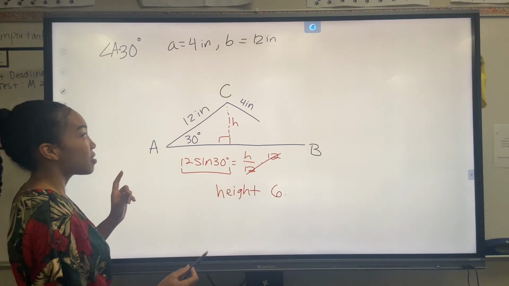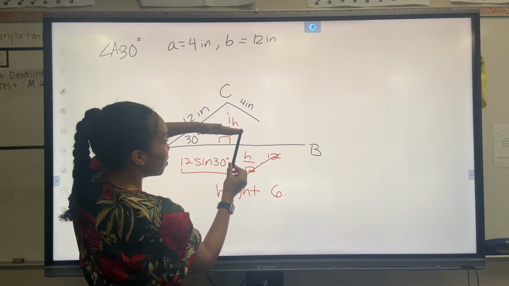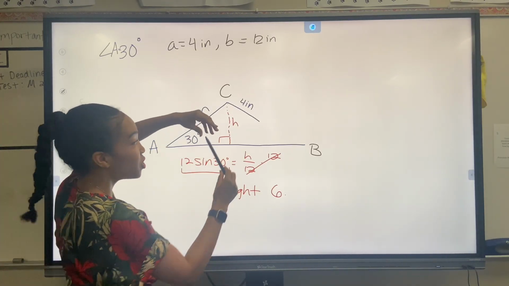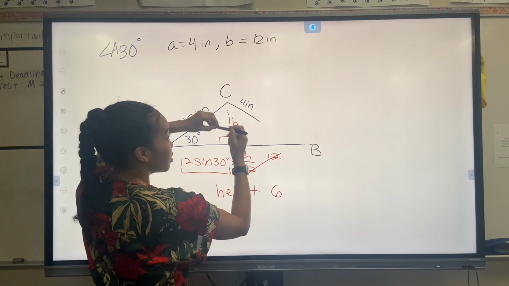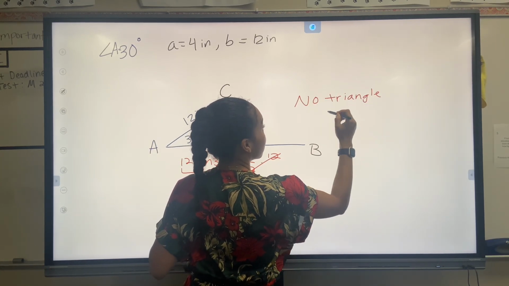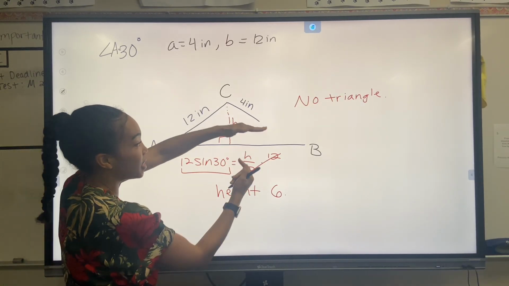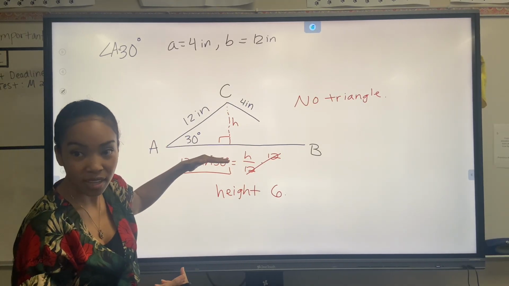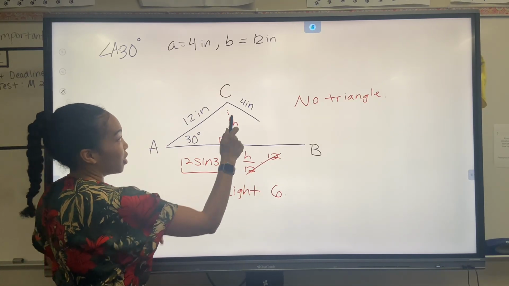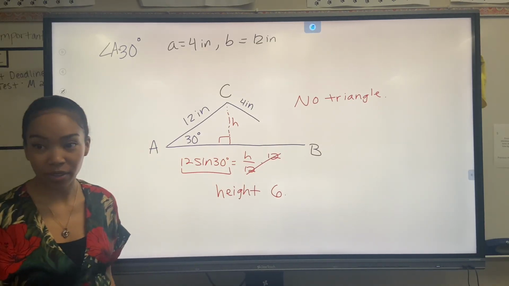Okay, so that means if you were to swing this 4 inches this way, it would not be long enough to close the triangle. It's too short. So this leg is too short. That means no triangle exists. There's no triangle in this situation. This leg is way too short to even reach this other side. And guys, we cannot adjust this 30 degrees. It's stuck. No matter how much you swing this 4 inches, it will never close that triangle.